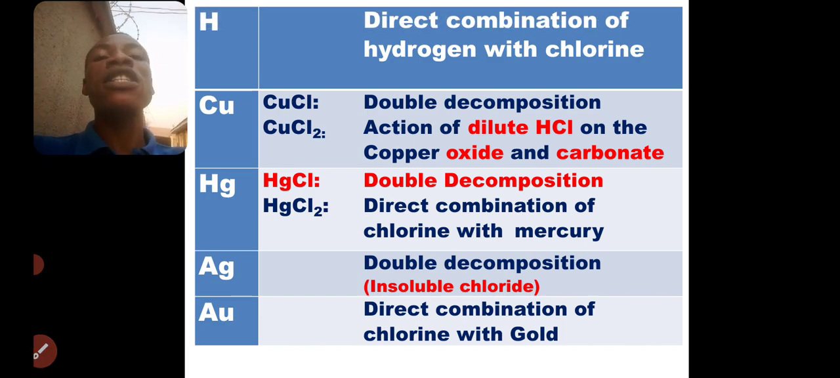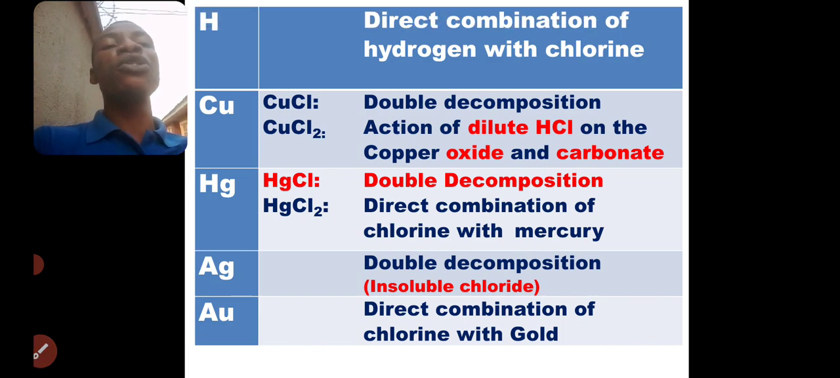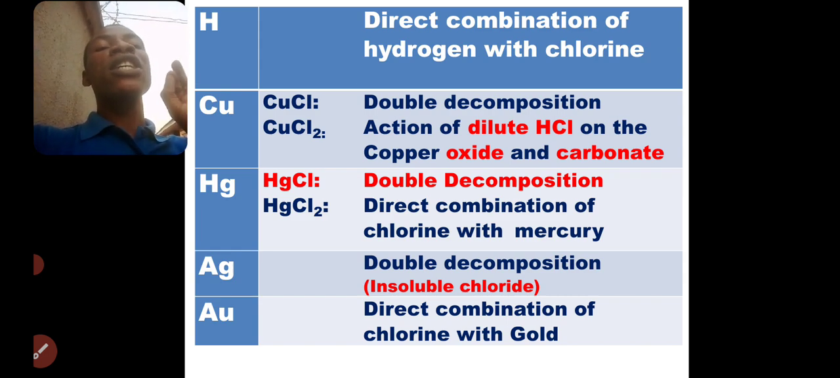To know if a salt is insoluble in water, you check your solubility rule. Hydrogen forms hydrogen chloride by direct combination with chlorine. Then here again we have copper in 2 oxidation states, copper 1 and copper 2. Copper 1 chloride is insoluble, so it's prepared by double decomposition.